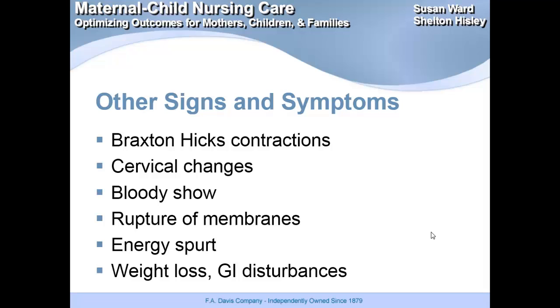The bloody show. When a woman is pregnant, the cervix has that barrier. It's a mucus plug that keeps the baby safe throughout pregnancy. And when that cervix is going through that change and that effacement, this plug is going to let loose, and the woman is going to have a blood-tinged mucus that just comes out. And this means that labor is going to happen within 24 to 48 hours.